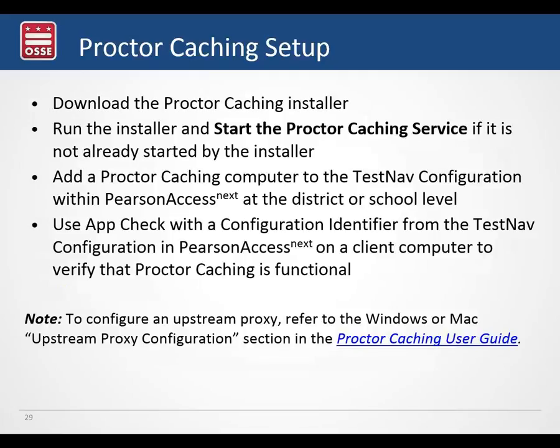Going to how to set it up, you'll download the installer at download.testnav.com. You'll run it. You'll start the Proctor caching service, if it's not auto-started by the installer. You'll add whichever computer to your TestNav configuration within Pearson Access, and we will go through those steps in the next few slides with some screenshots. But you'll need to set up that configuration in Pearson Access Next at the district or school level, and then you can use app check, like we said, with a configuration identifier that's in the TestNav configuration in Pearson Access Next to just make sure that those client computers can talk to the Proctor caching machine.